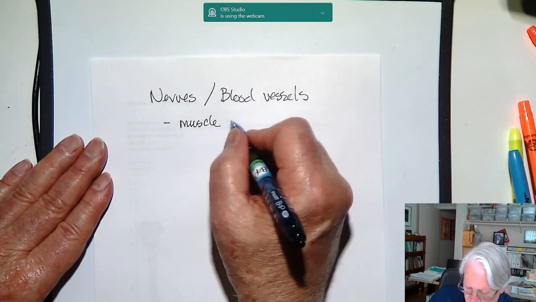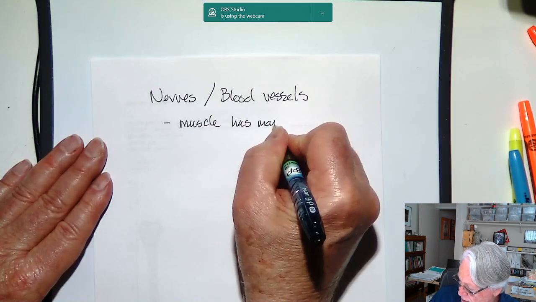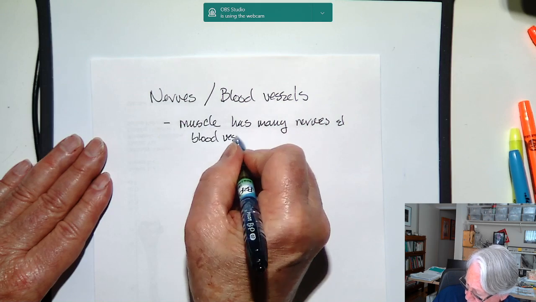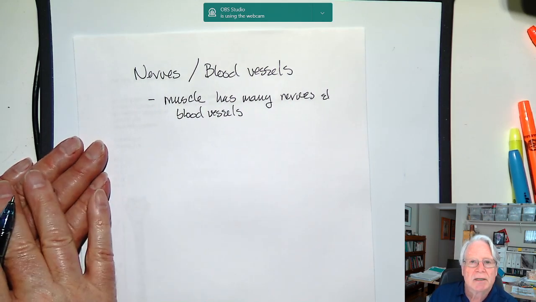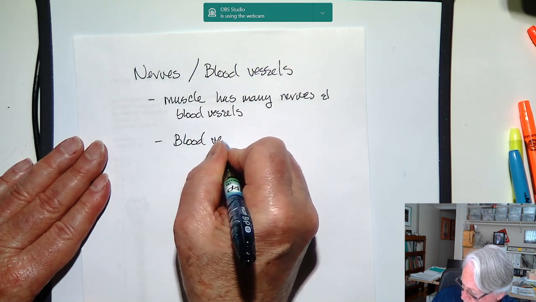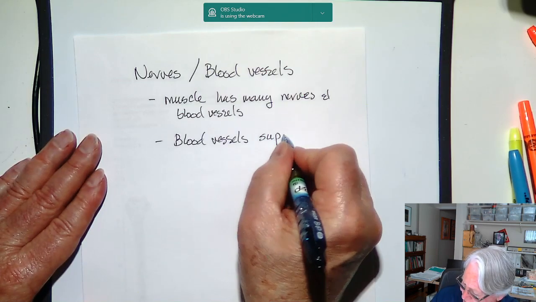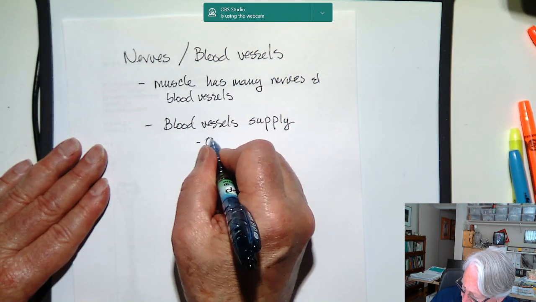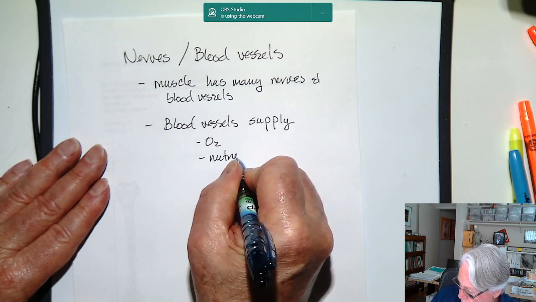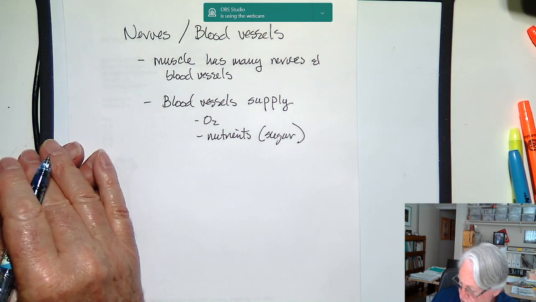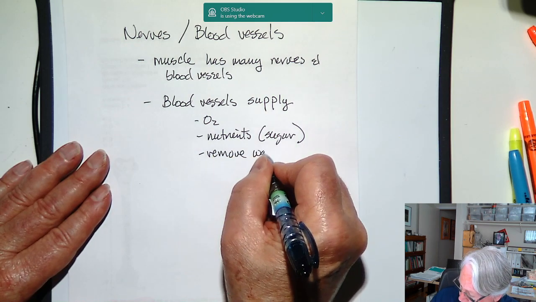So muscle has many nerves and blood vessels. A lot of nerves and a lot of blood vessels are supplying our skeletal muscle system. Why? So, blood vessels are going to supply the things that we need in order to sustain work, sustain muscle contractions. So they're going to supply oxygen, they're going to supply nutrients, and here we're talking about sugar, glucose in particular, okay? And remove waste. Very important aspect of what's happening in muscle tissue.